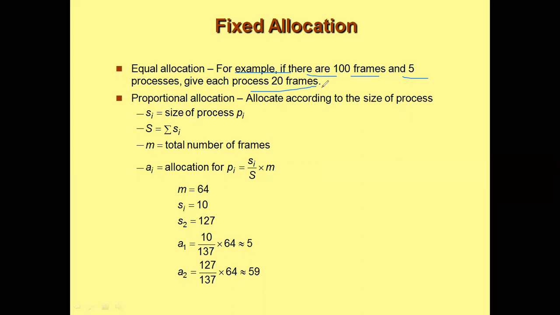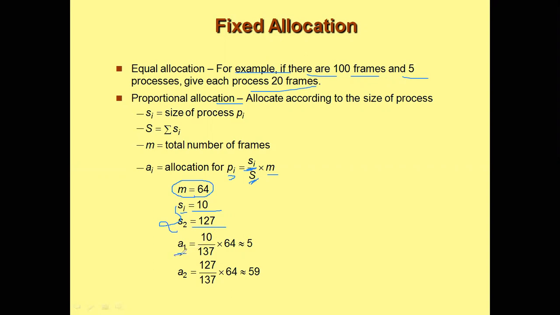In proportional allocation, you will have a proportionate ratio. There is a formula for it. Here S is the number of pages, and this is the total number of pages of all the processes put together, and m is the number of frames. For example, m is the total number of frames in the main memory, and there are two processes, S1 and S2. S1 requires 10 pages and S2 requires 127 pages.